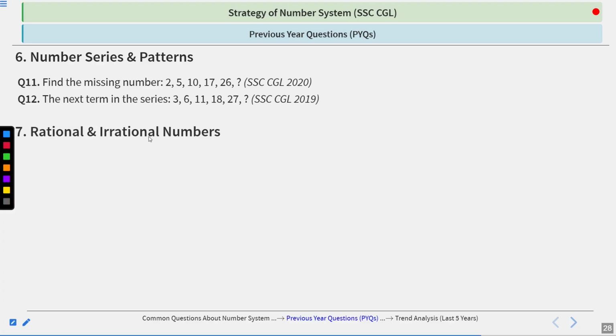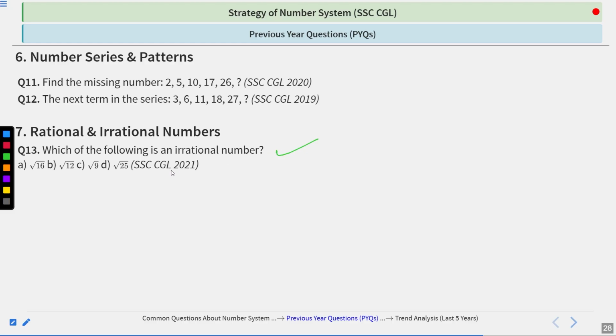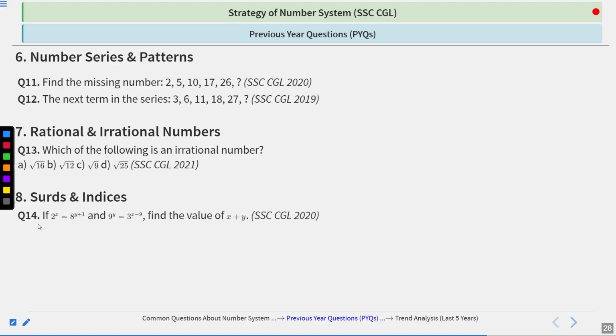Seventh is rational and irrational numbers based questions in previous year exams. Which of the following is an irrational number, and this question was asked in the SSC CGL 2021 exam. In the same way, surds and indices based question. If 2 to the power x equals 8 to the power (y plus 1) and 9 to the power y equals 3 to the power (x minus 9), find the value of x plus y. And this question was asked in the SSC CGL exam in 2020.